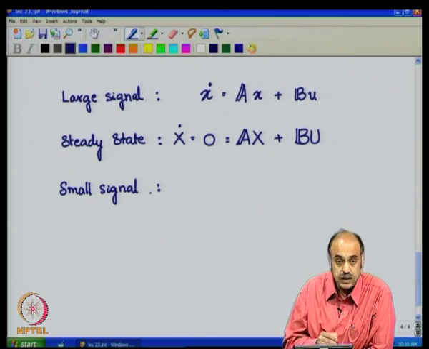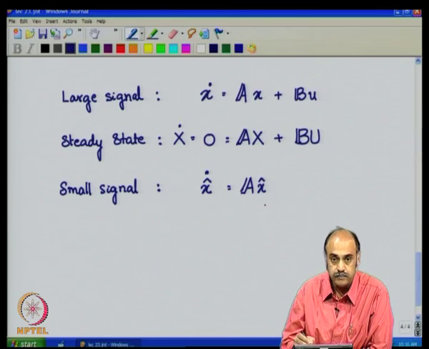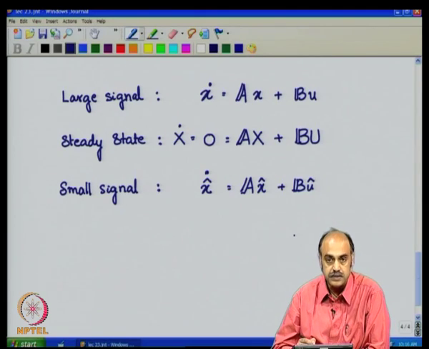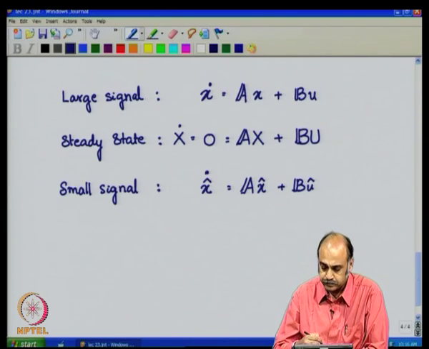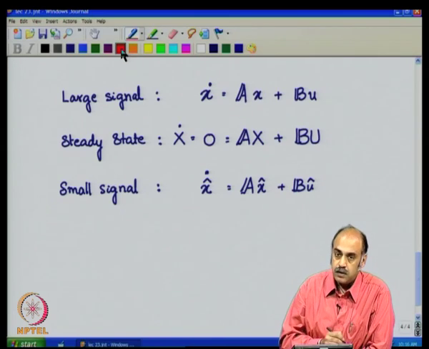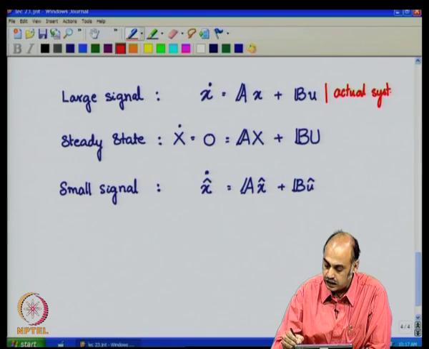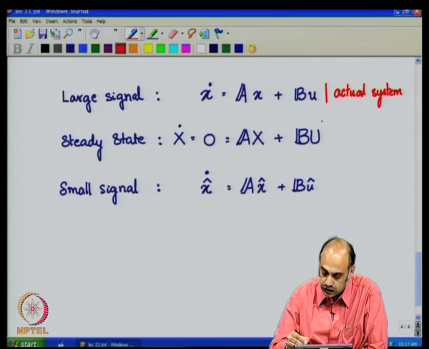So, in the small signal model, we have x hat dot, the variations, equals A x hat plus B u hat. So, I have written down only the state equations. Likewise, for the output equations also, you will have these three models. So, this large signal model is actually the one closest to the actual system. It represents the actual system more closely. The steady state model represents the actual system during equilibrium conditions.